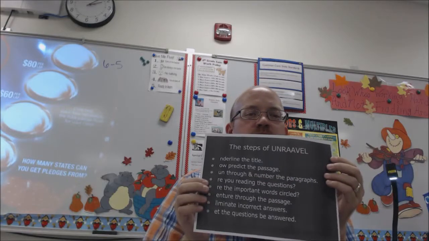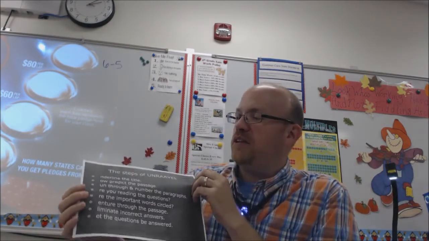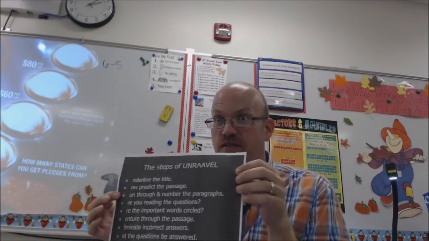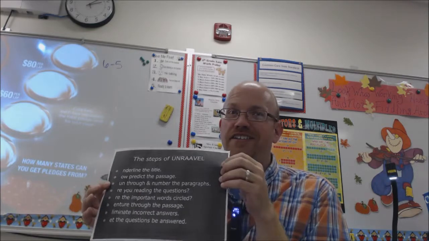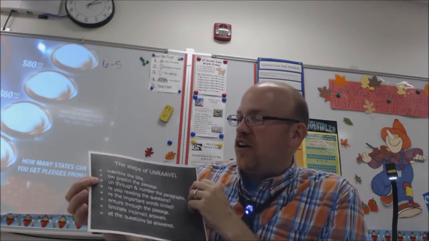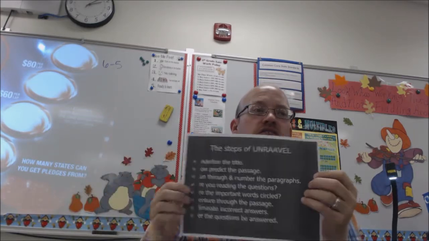All right. U: you underline the title. And we just talked about that. N: we're going to predict the passage based on what the title says. Our story has kind of a funny title, so I'm going to get your predictions here in just a moment. R: run through and number the paragraphs. Obviously, we're not going to run, but we are going to number our paragraphs here in just a moment.